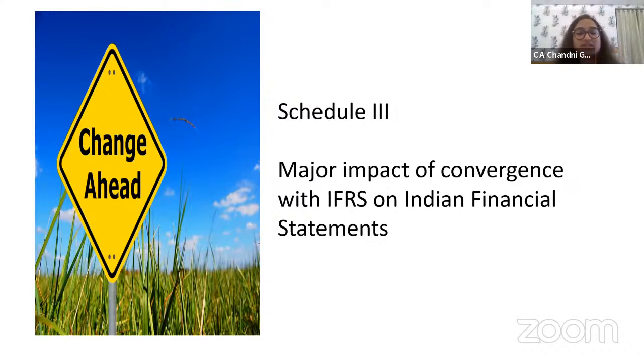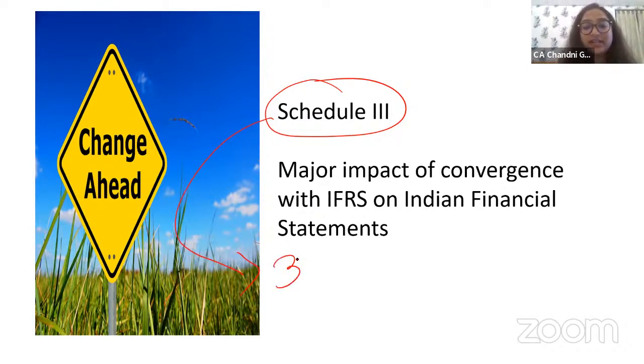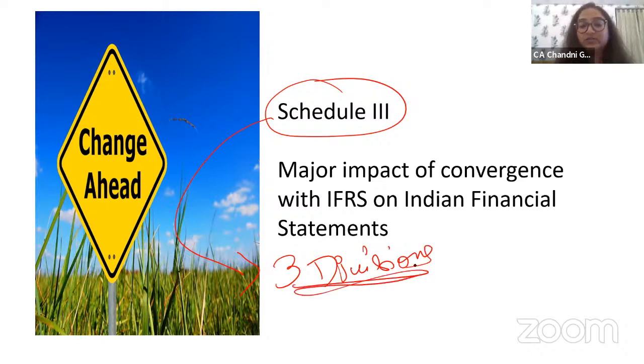It gives the minimum disclosures and the minimum line items on the face of the balance sheet and the face of the P&L. So basically, Schedule 3 just gives a format of balance sheet and P&L, not of the cash flow statement. Cash flow statement is not there in Schedule 3. It is driven by applicable standards, AS 3 or Ind AS 7. As I've told you, Schedule 3 provides a format of financial statements. There are essentially three divisions.